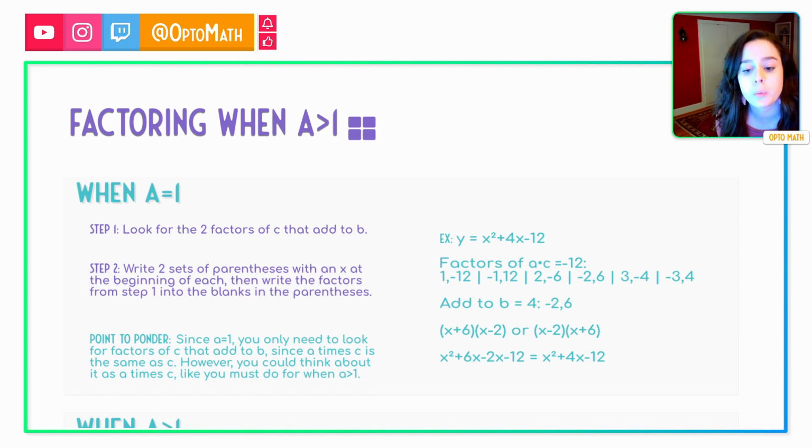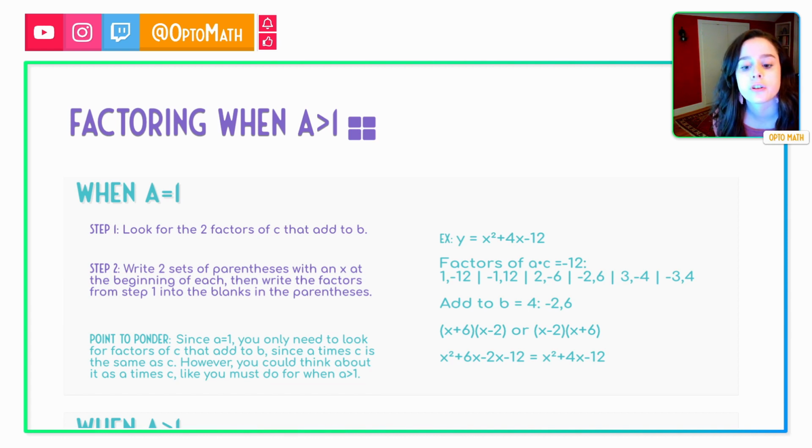So the first step is we want to look for two factors of c that add to b. And then we want to write two sets of parentheses with an x at the beginning of each, and then write the factors from step 1 into the blanks. And then we're done factoring. It's really as simple as that.